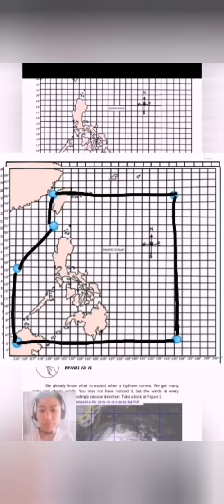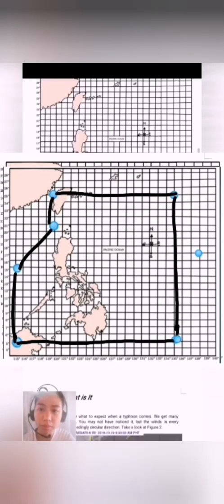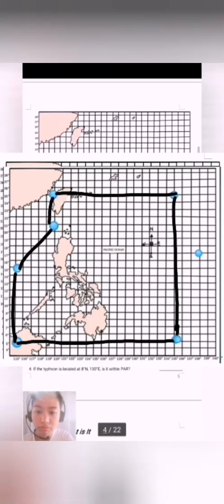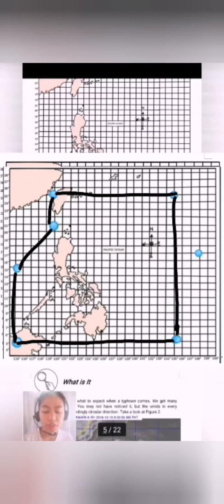Locate the typhoon that is located 17 degrees to the north to 138 degrees east. Are you done plotting it in the map? Very good. It is not located in the Philippine area of responsibility. It is outside PAR, so the answer is no.